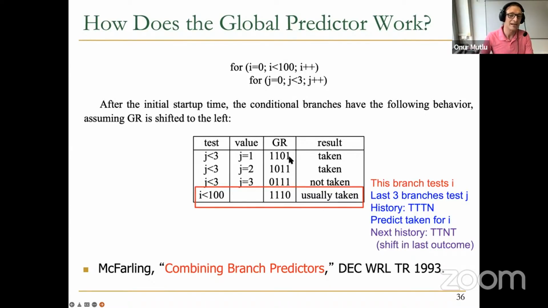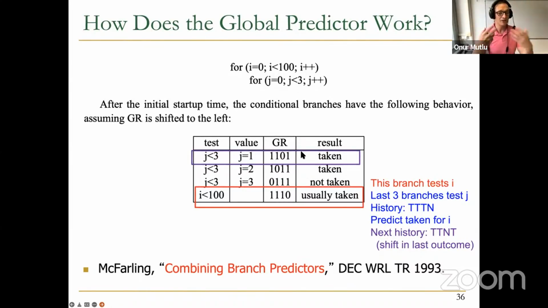You shift in the last outcome, you shift out the oldest outcome. The next branch you encounter is testing whether J is less than 3, and it's going to be taken. So whenever you see the taken, taken, not taken, taken history, the outcome is always going to be taken, because as you can see, this is a static loop over here. Then you shift in the new outcome and shift out the oldest one, and the next history becomes taken, not taken, taken, taken. Whenever you see that history, again, the outcome is taken.